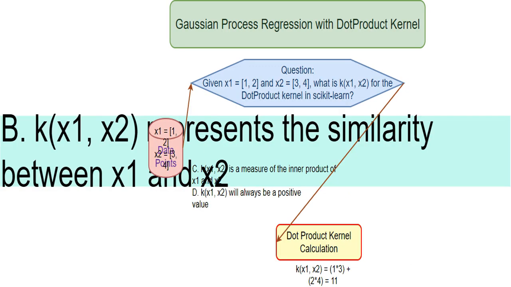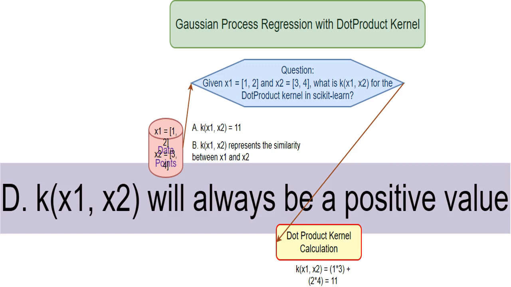This is false. The dot product can be negative if the vectors have components with opposite signs. For instance, if x1 was (1, -2) and x2 was (-3, 1), then the dot product would be -5, which is negative. These are the two data points we are working with: x1 = (1, 2) and x2 = (3, 4). They are two-dimensional vectors, and we are applying the dot product kernel to them.